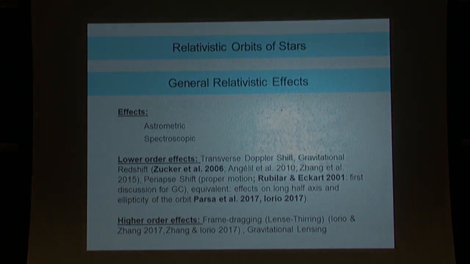So, the relativistic orbits of stars and general relativistic effects. There are a few phenomena that have to be taken into account. There are basically the low order effects like redshift, which were addressed earlier, and then also effects on the long axis and on the ellipticity of the orbit that will change during the orbital phase.